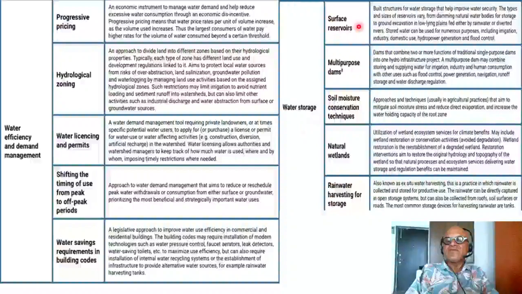Surface reservoirs, of course, are built structures for water storage that help improve water security. The types and sizes of reservoirs vary from damming natural water bodies for storage to groundwater excavation in low-lying plains, fed either by rainwater or diverted rivers. This is very important for managing water bodies, natural hydrologic structures in rural areas which have high demand for agriculture and domestic use. Multi-purpose dams, dams that combine two or more functions of traditional single-purpose dams into one hydro infrastructure project.